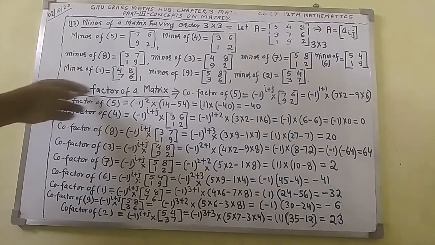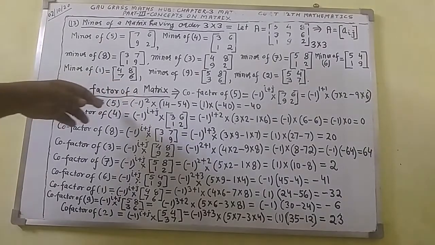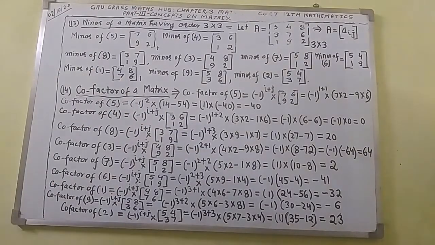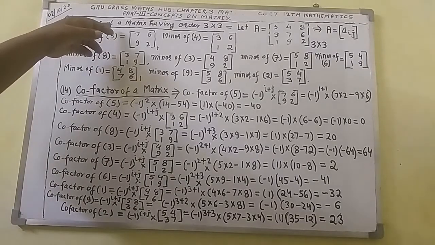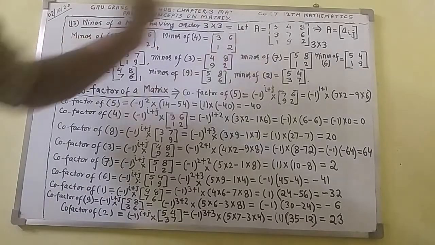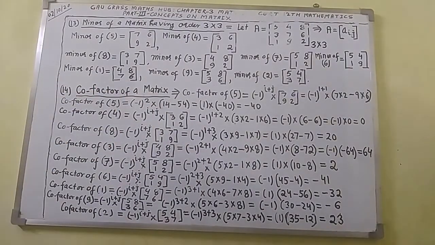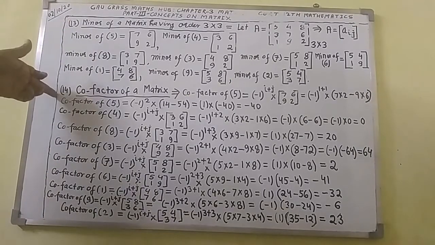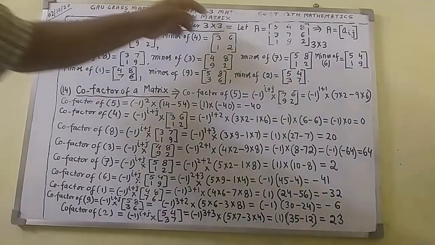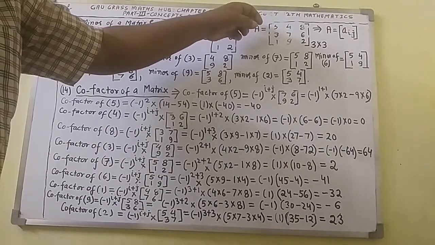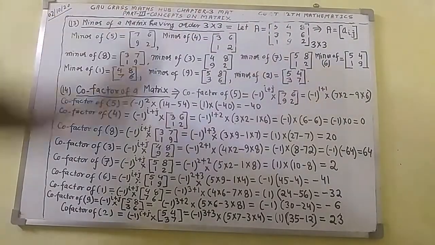Thereafter, the cofactor of an element in the given matrix. I have explained the minor and cofactor of a matrix having order 3 cross 3 here in detail, covered in point number 13 and 14. Part 3, concept on matrix, Chapter 3, NCERT Class 12 mathematics. Chapter 3 is Matrices.